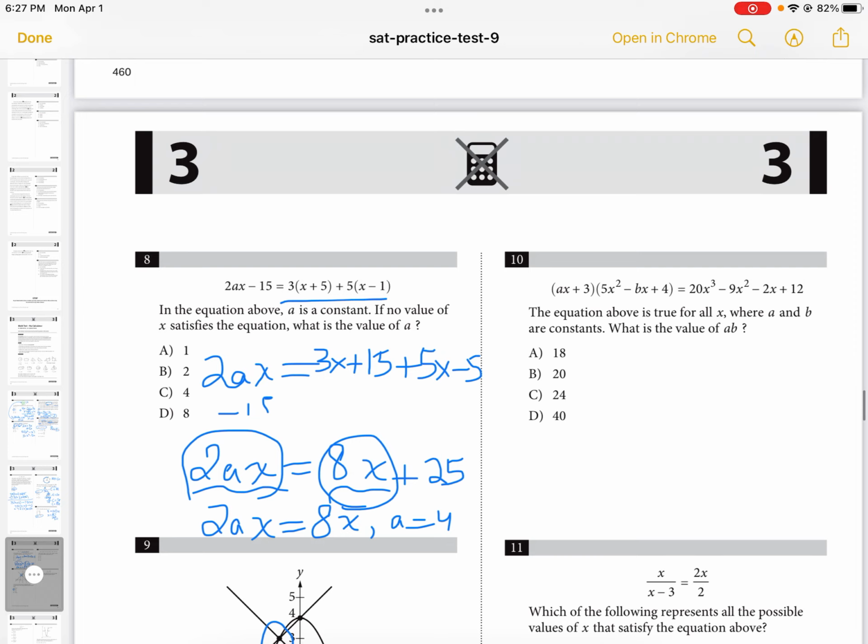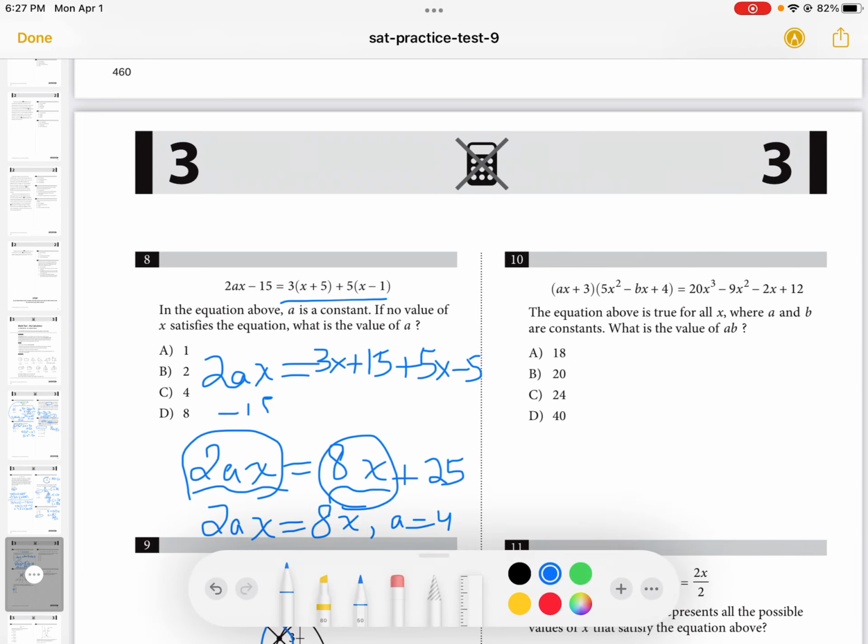Number 10. Oh god. The equation above is true for all x when a and b are constants. What's the value of ab? Well, in order to be true for all x, that side has to be equal to that side. Right? So we know that each of these terms have to equal each of these terms when you expand this. And here's the cool thing: we can already find the value of a.